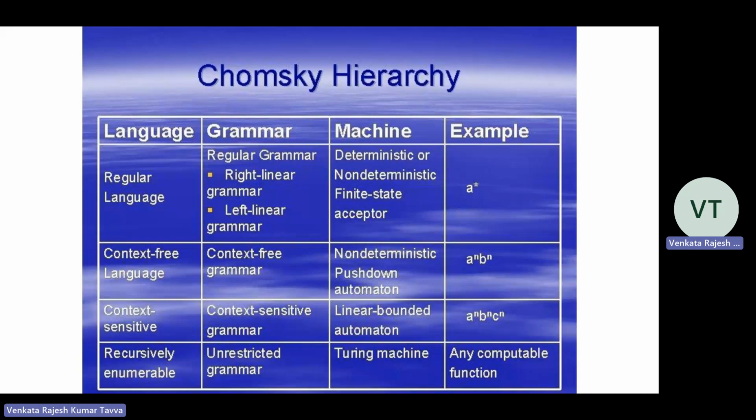So you can think of a grammar as the generator and a machine as the recognizer. A grammar gives you the output, which is the language, and the machine takes the language as input and recognizes it.